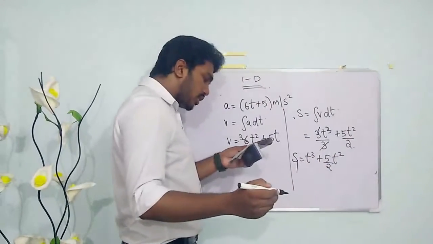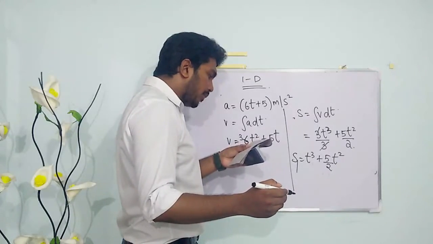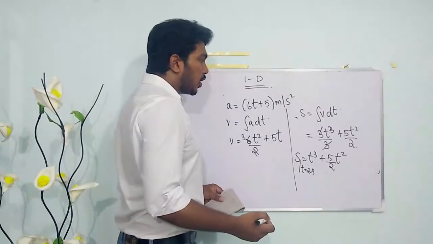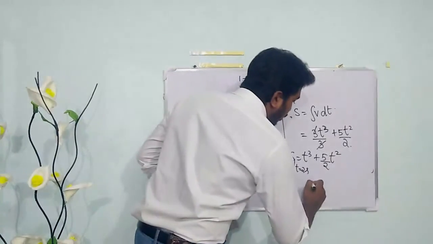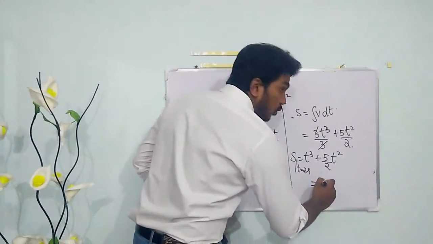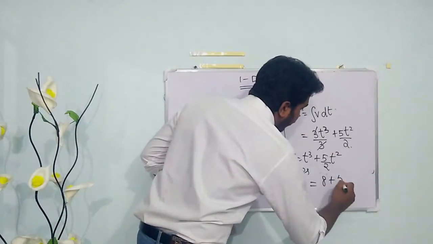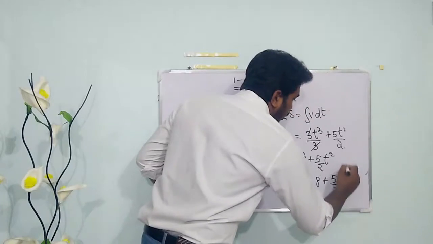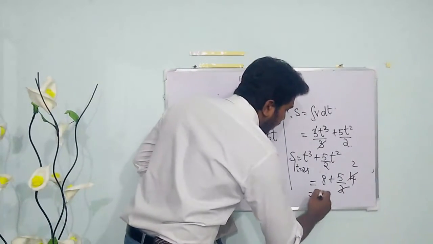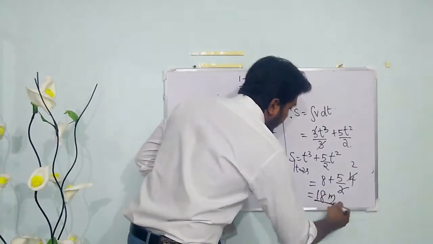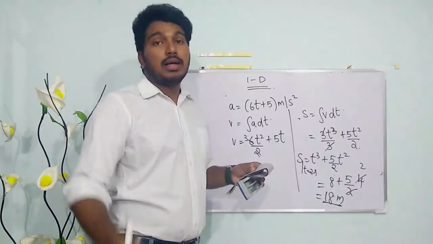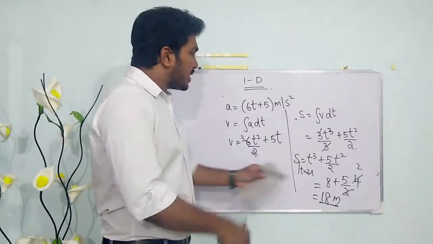Now the value of t is also given there, right? At t is equal to 2 seconds, they're asking you. So how do you get the answer? This is equal to t cube, so 2 cube, 8, plus 5 by 2 t square, 2 into 4, 2. 4 5 is a 10, and the answer is 18 meter. So the answer is 18 meter, which is option number 2.